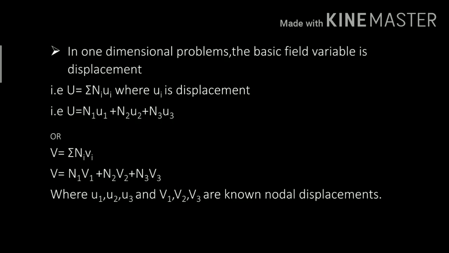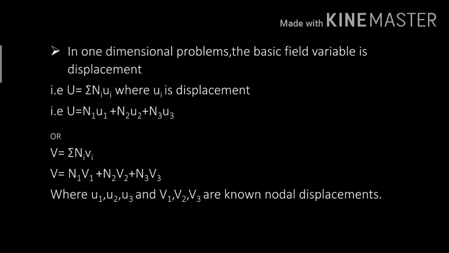In one-dimensional problems, the basic field variable is displacement. Let u be the displacement at any point on an element. Then u is equal to sigma Ni ui, where ui is the displacement of the ith node and Ni is the shape function of the ith node. So we can write u is equal to N1 u1 plus N2 u2 plus N3 u3. Similarly, if we consider the displacement in the y direction as v is equal to sigma Ni vi, on expanding, v is equal to N1 v1 plus N2 v2 plus N3 v3, where N1, N2, N3 are respectively the shape functions of the nodal points 1, 2 and 3, and v1, v2, v3 are the displacements.